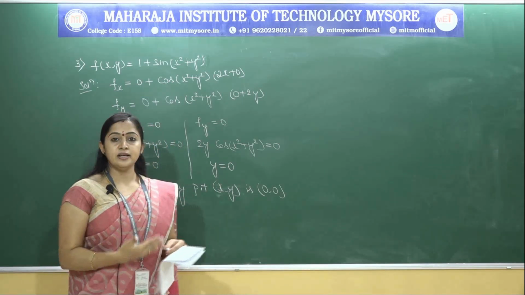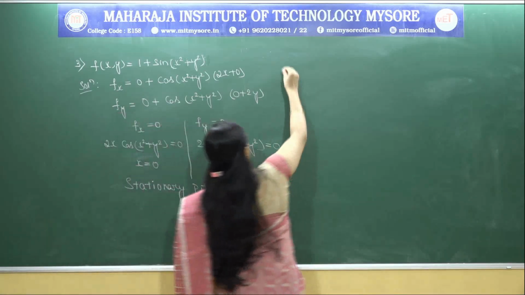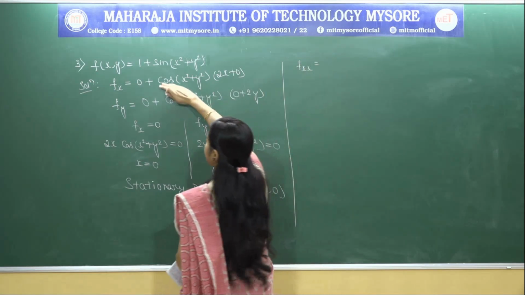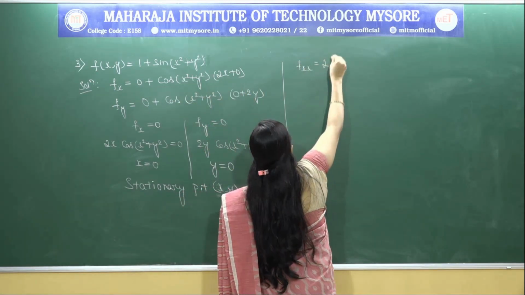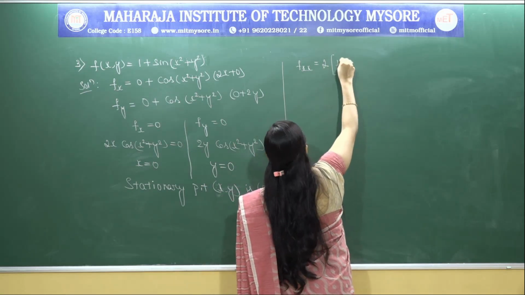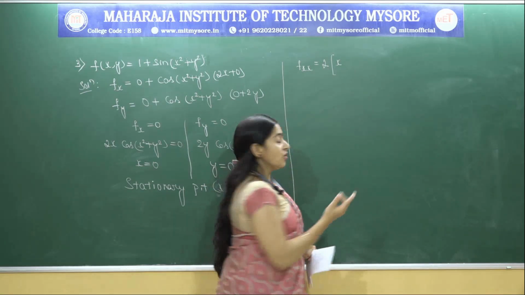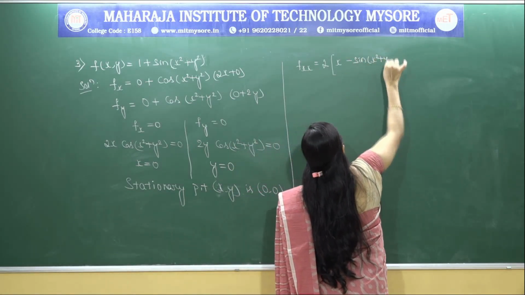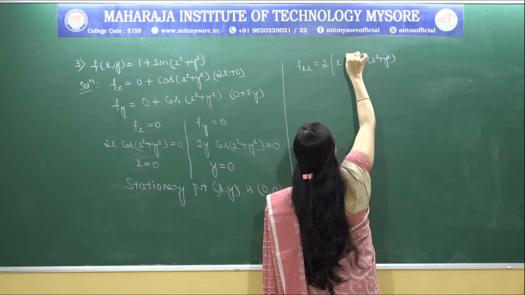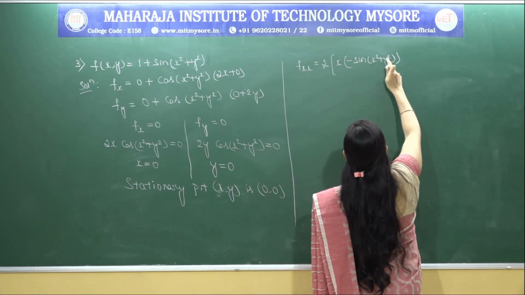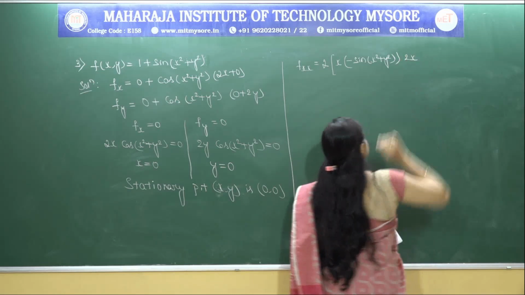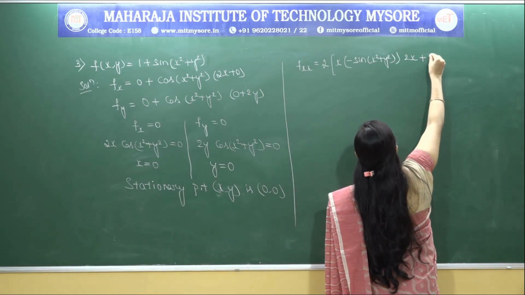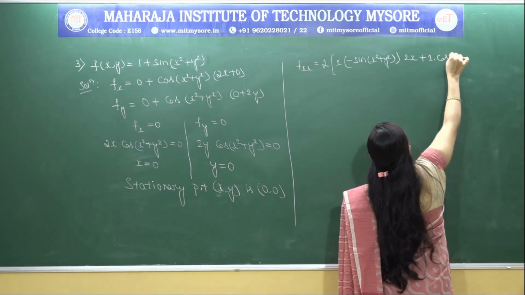Next you have to find the second order derivatives, starting with fxx. Differentiate fx with respect to x again. Keep the 2 outside. Write the first term as it is, and differentiate the cos, you will get minus sine of (x squared plus y squared). Differentiate x squared plus y squared, you will get 2x, and the y squared differentiation is 0. Next, plus x differentiation is 1, and write the second term as it is.